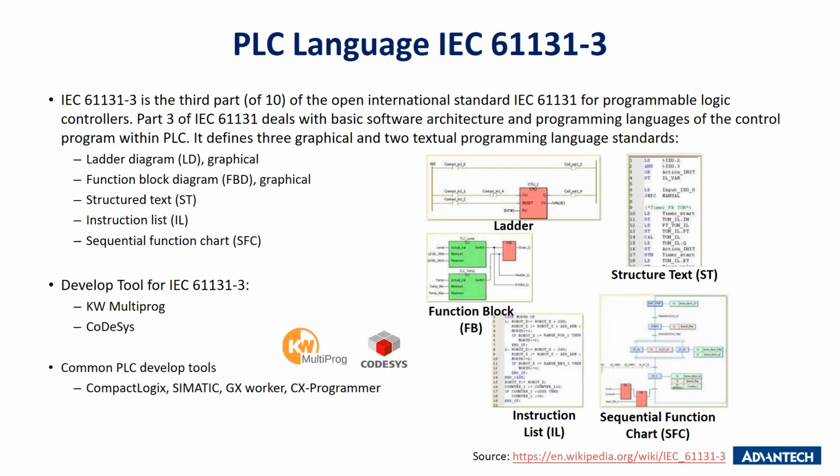on. PLC is a programmable logic controller. It is commonly used for automation control units. Part 3 of IEC 61131 deals with basic software architecture and programming languages of the control program within a PLC. Part 3 of IEC 61131 defines the standard PLC-based programming languages, such as ladder, function block, sequential function chart, and so on. Most PLC control development software can develop these control languages. The top one in the world is Codesys. And most PLC manufacturers also make their own developed software tools to develop the PLC language.